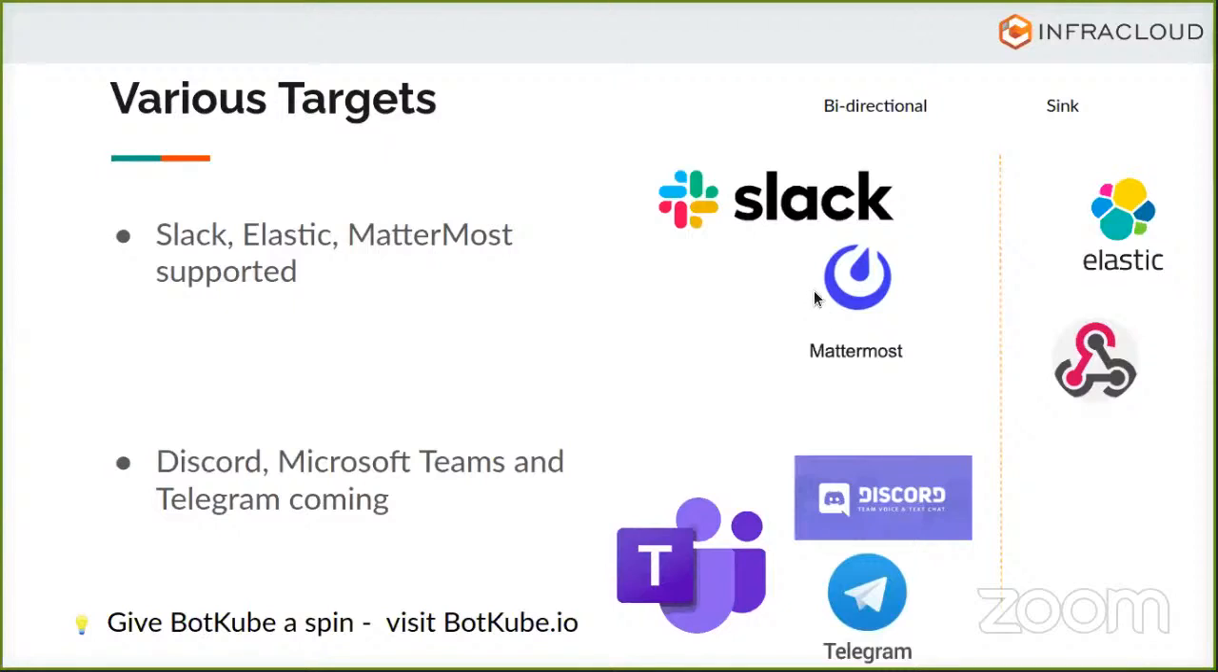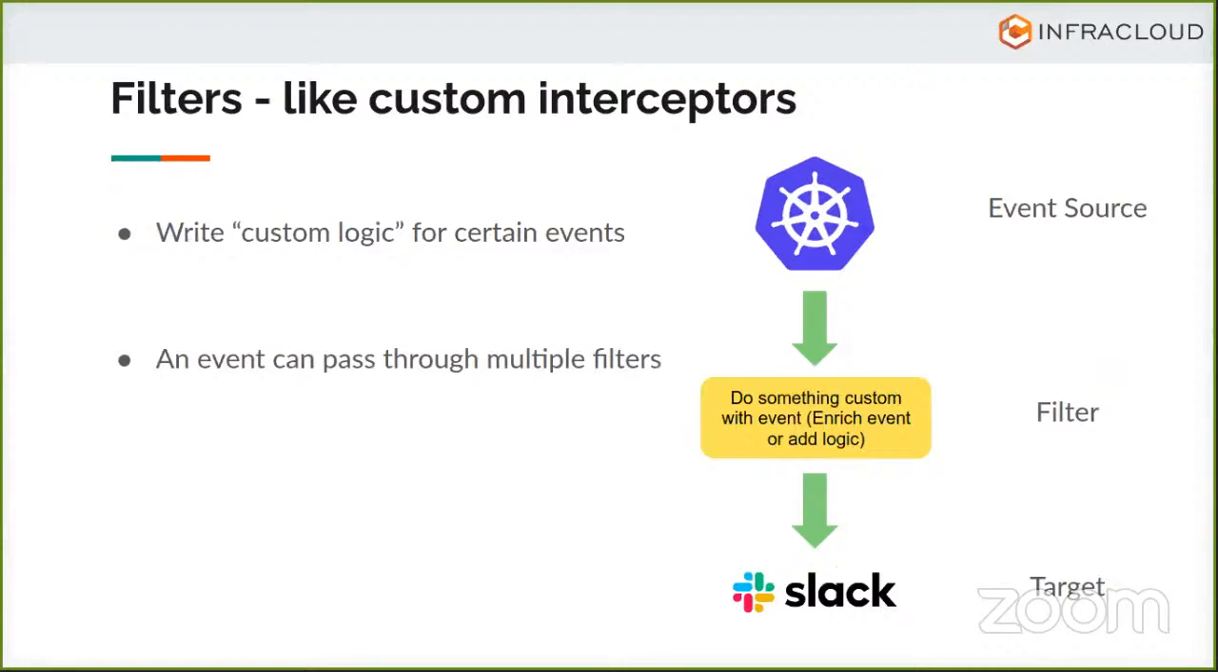For bi-directional targets, you need to install apps on specific targets. We have the official BotKube app on Slack Marketplace to install into Slack. Similarly, you can create a BotKube integration on Mattermost. And there are a few targets in the pipeline, which will be released in upcoming releases, with support for Teams, Discord, and Telegram targets.